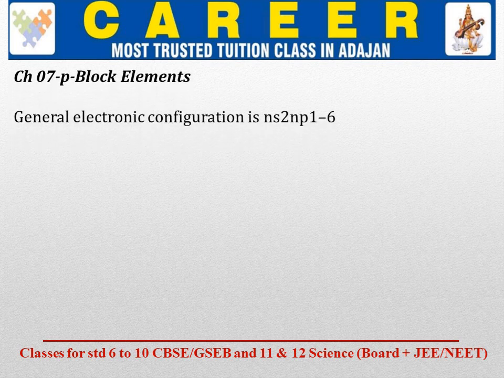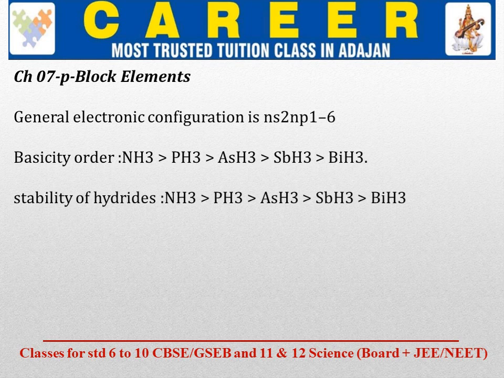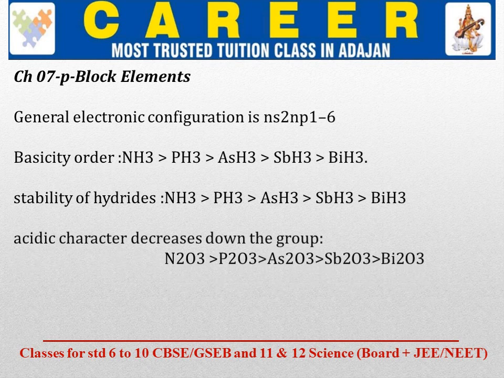First, the general electronic configuration for P-block elements is ns²np¹⁻⁶. Basic order of group 15 hydrides: ammonia is more basic than phosphine, then arsine, stibine and bismuthine. NH3 basic order, remember it. Third, stability of hydrides: ammonia is more stable than PH3, then AsH3, then SbH3 and then BiH3.